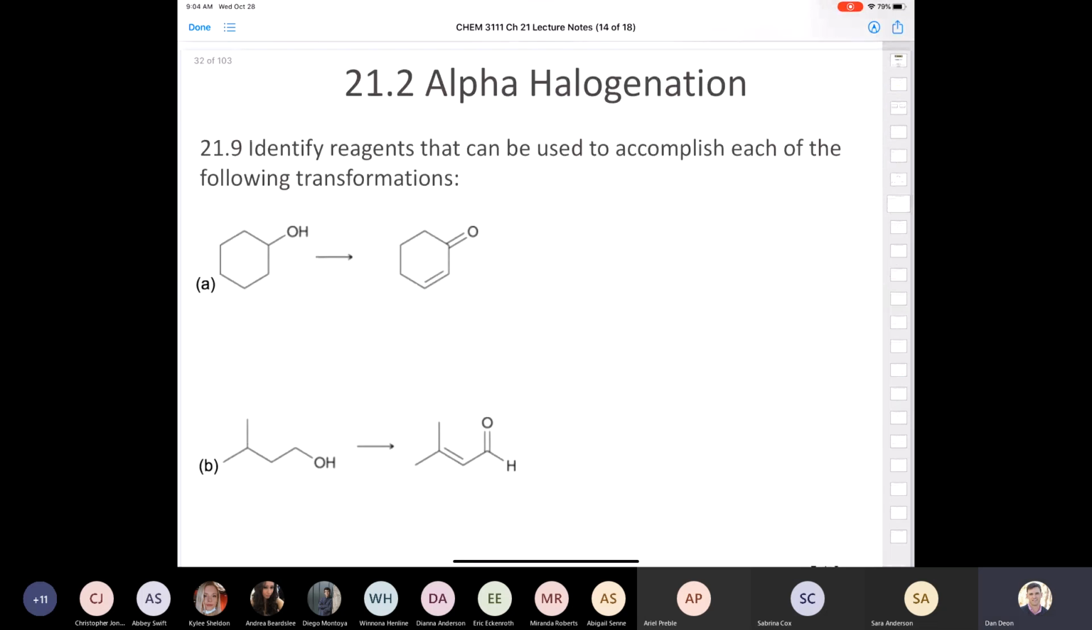Identify the reagents that can be used to accomplish each of the following transformations. This is the question I wanted to get to today, to look at some synthesis problems. I'll let you think about this one for a second.